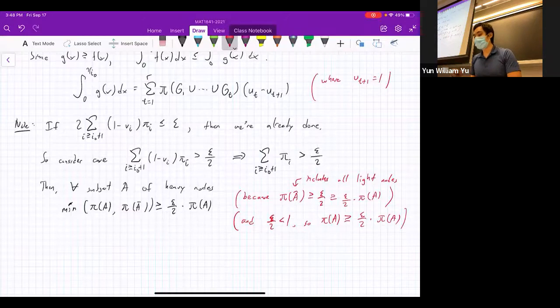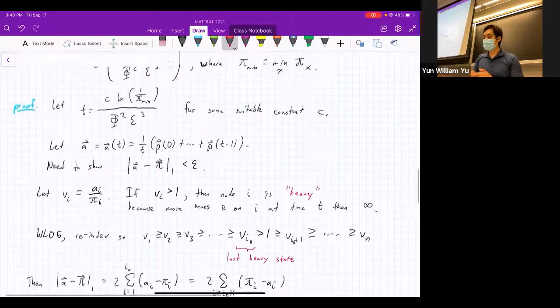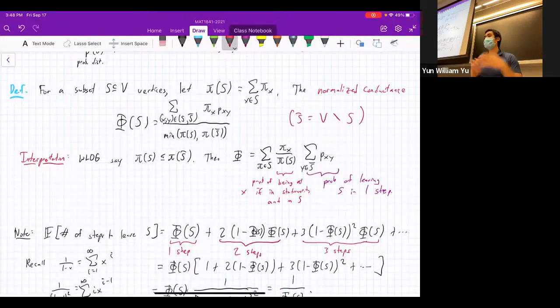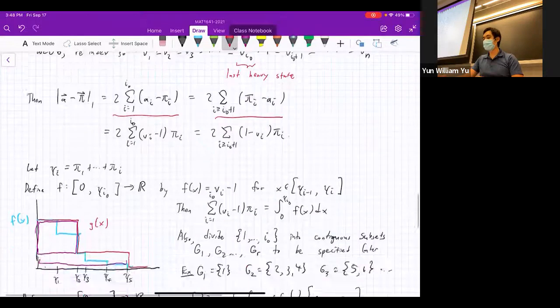The reason that we're doing this is, of course, because the minimum of pi(A) and pi(A bar) is one of the terms in our conductance. In our conductance term, we have this pi(S) and pi(S bar) term, and we'd like to be able to bound that when we're working with conductance later. So that's why we've done all this seemingly weird setup.